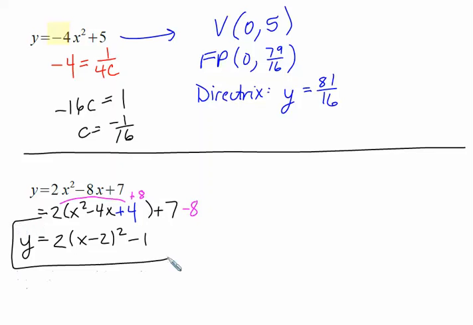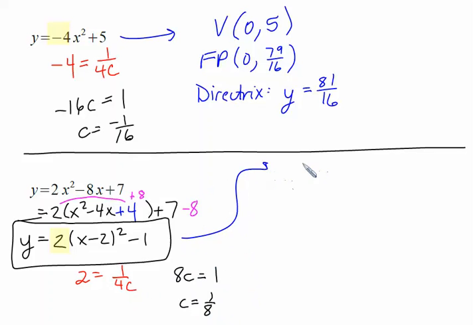So now that we have the equation of our parabola, we take the coefficient and we set that equal to 1 over 4c. So 2 is equal to 1 over 4c. From there, we would get that 8c is equal to 1, or c is an eighth. Now be careful. This parabola has its vertex at 2, negative 1. It's opening up, so the focal point will be above the vertex. It has the same x-coordinate. We're going up an eighth, so it'll be at negative 7/8.